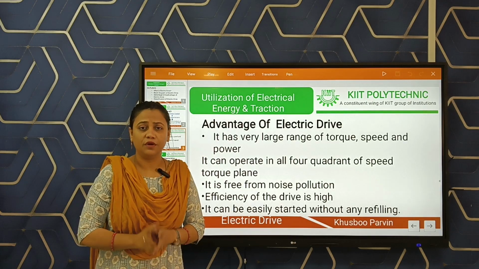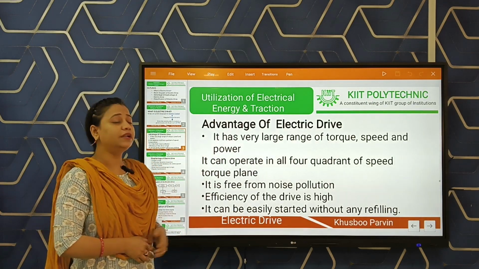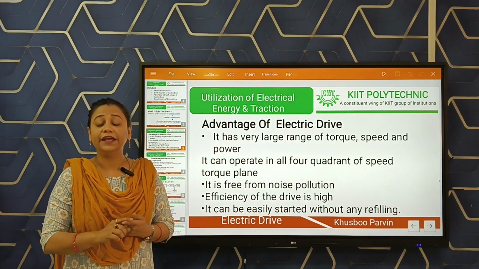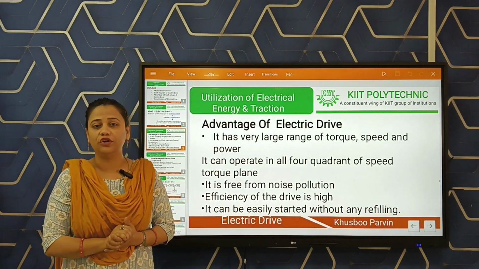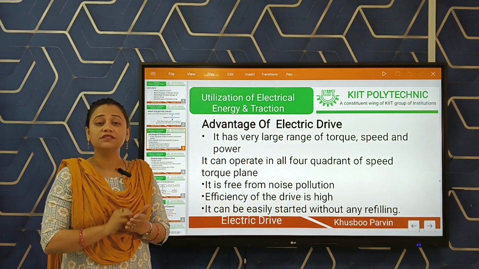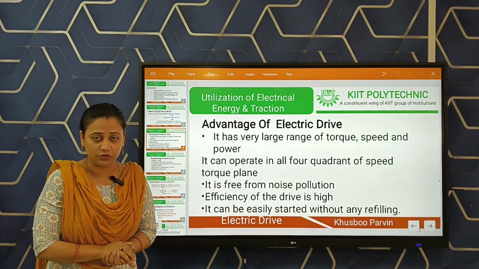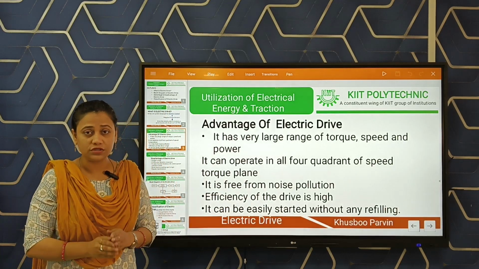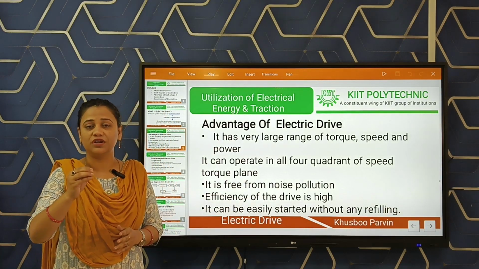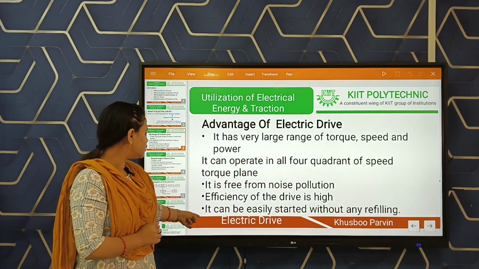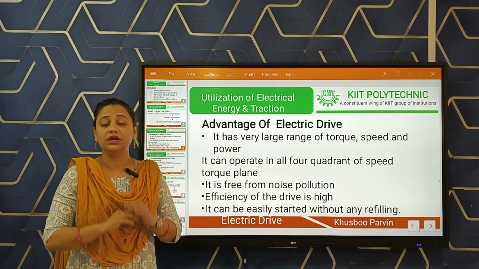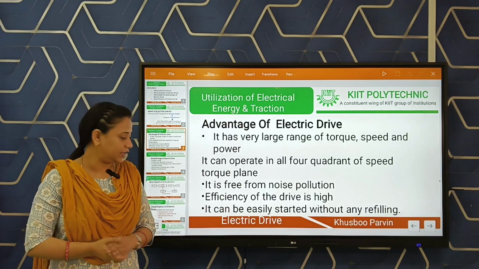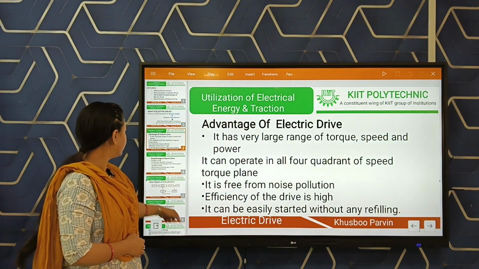Advantages of electric drive. What are the advantages of electric drive? Number one, it has a very large range of speed, torque and power, it can operate in all four quadrants of the speed-torque plane, and it has very little noise pollution. Another is that the efficiency of the drive is very high because the losses occurring in the electric drive are less. Last one is that it can be easily started because it does not require any refueling at the time of starting. Because of that, it can be started easily.